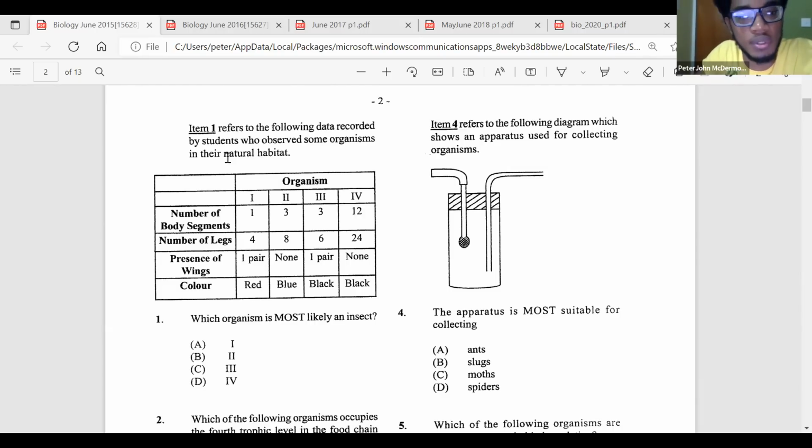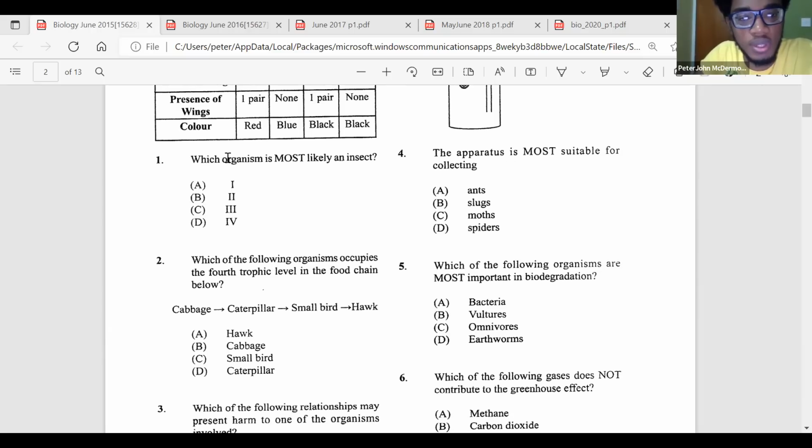So yeah, we can move on to which of the following organisms occupies the 4th trophic level in the food chain below. So this is the food chain: cabbage, caterpillar, small bird, hawk. In terms of trophic levels, 1st trophic level would be cabbage, 2nd caterpillar, 3rd small bird, 4th hawk. So 4th trophic level, hawk.